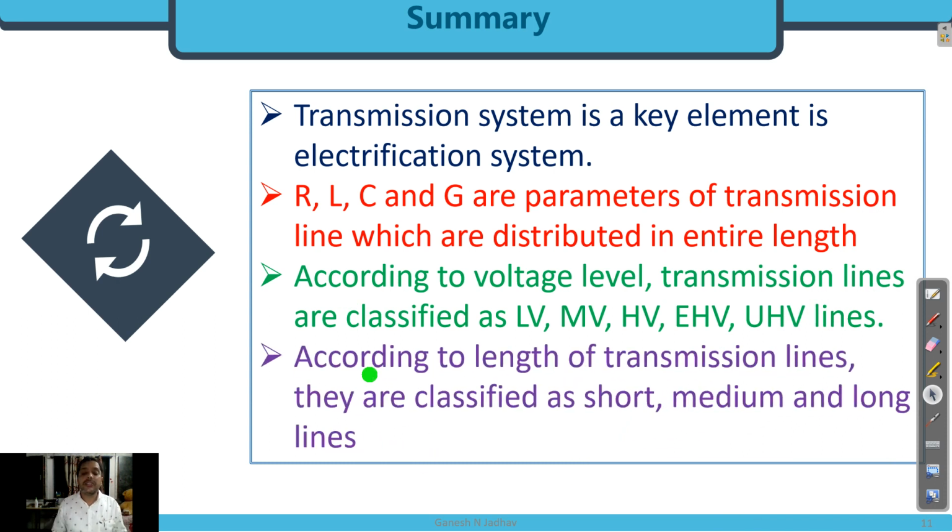According to the length, they are classified as short transmission line, medium transmission line, and long transmission line. Out of these four parameters R, L, C, G, C and G are neglected in the short transmission line, and R, L are lumped. In the medium transmission line, we consider R, L, C in the lumped form, but G is neglected. In the long transmission line, we consider all parameters R, L, C, G for analysis, and these parameters are distributed.